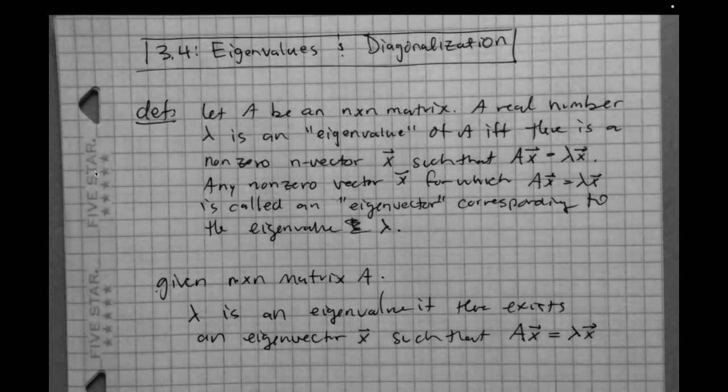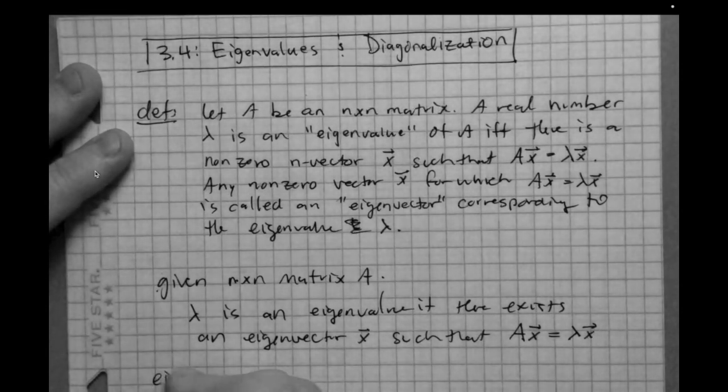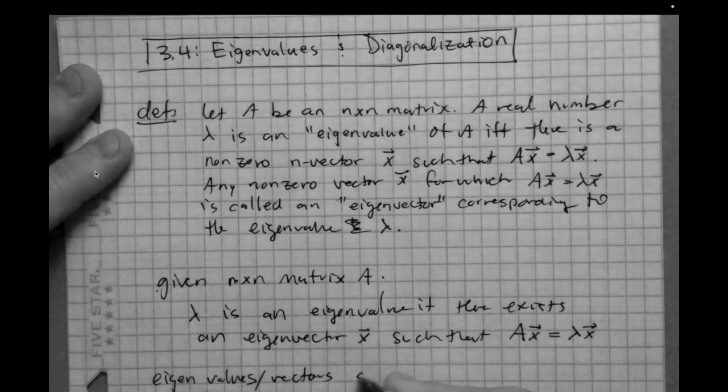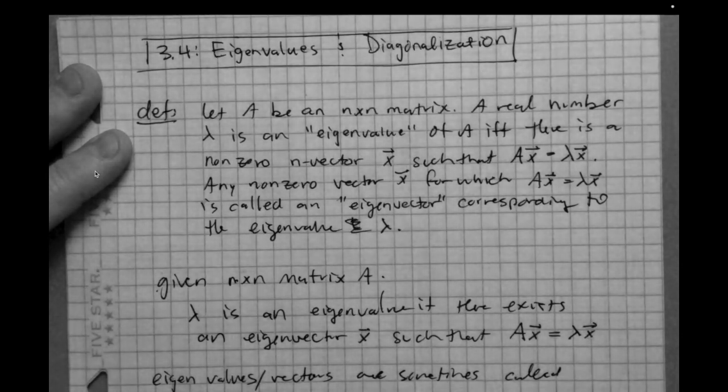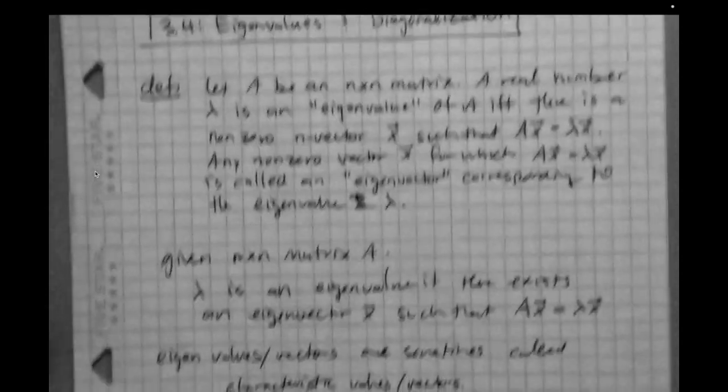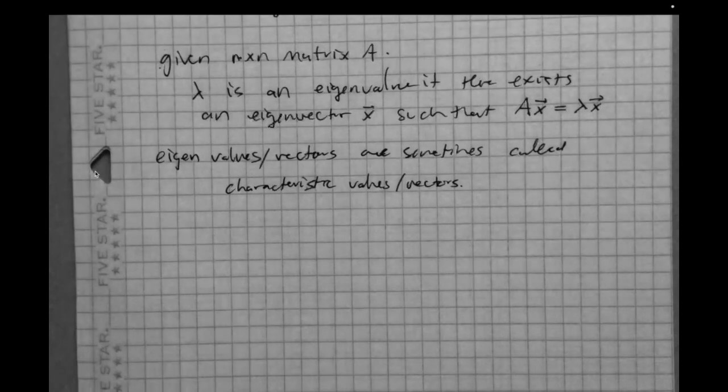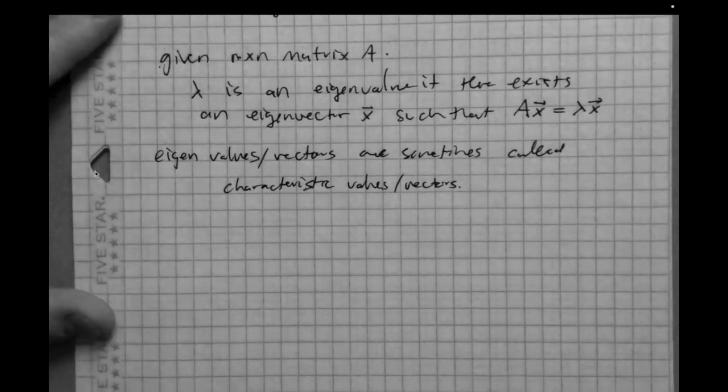Eigenvalues and eigenvectors are sometimes called characteristic values and characteristic vectors. I think most of the time now, anyway, eigen is the more common usage, but I could be mistaken on that.